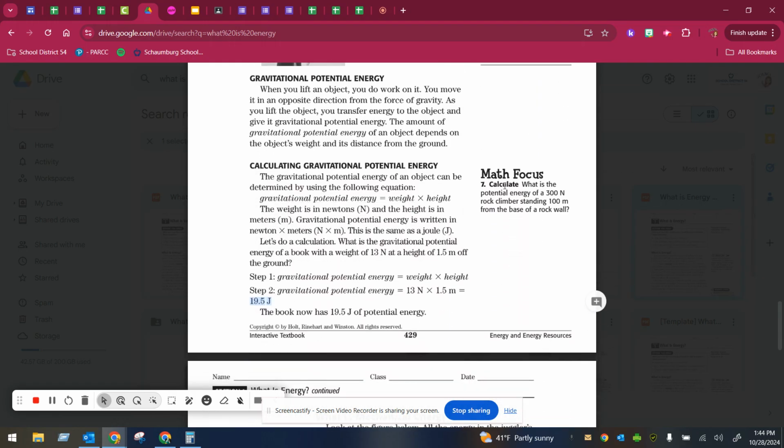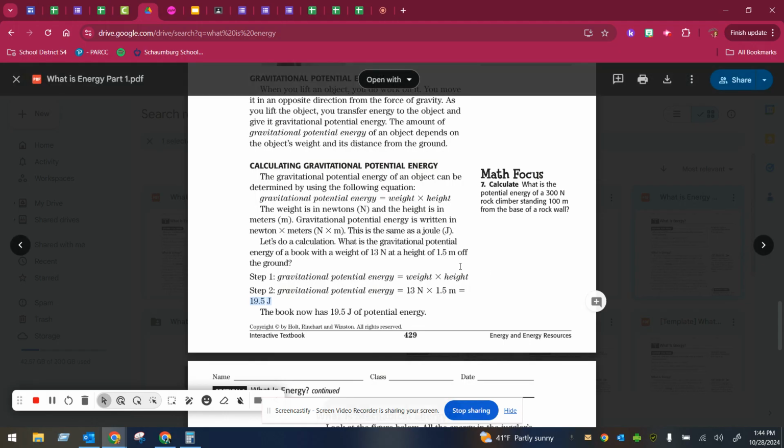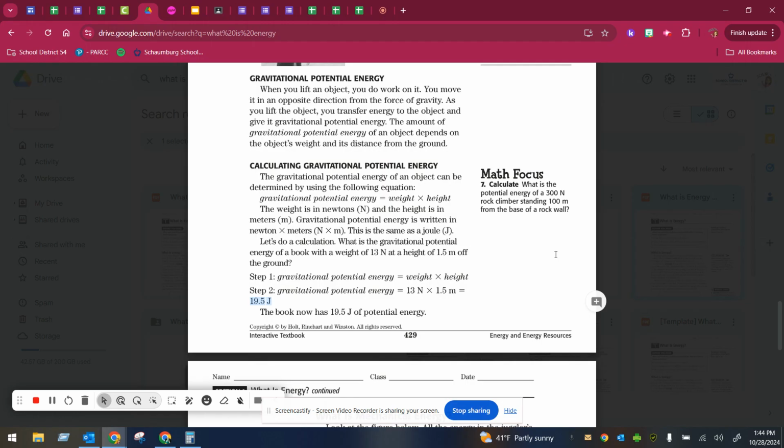And then question number 7, you're calculating. It says, what is the potential energy of a 300 Newton rock climber standing 100 meters from the base of a rock wall? Your equation is over here. Step 1, write the equation. Step 2, plug your numbers in.